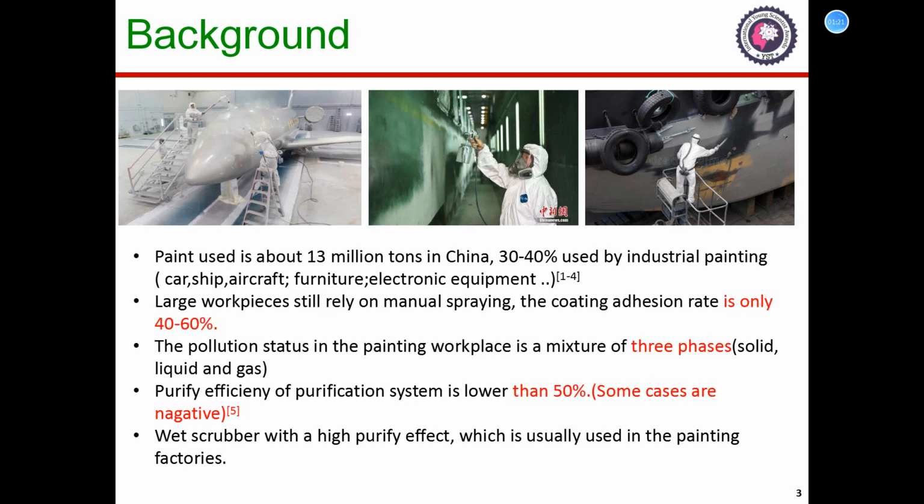So the pollution status in the painting workplace is a mixture of 3 phases. It has solid, liquid, and gas. When the purification system faces this difficult status, its performance is lower than 50%. Even more, there are some cases that have negative values. After review, we found the wet scrubber, with a high purification effect, is often used in painting factories.